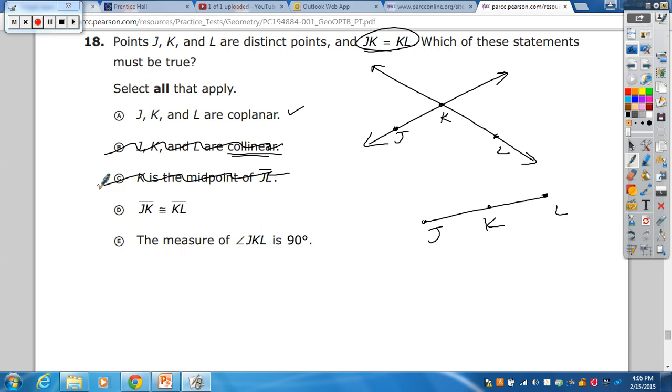Do we know that JK is congruent to KL? Yes, we do, because we know that JK equals KL. And the measure of angle JKL equals 90. We don't know that to be true. They could be collinear, which means the measurement would be 180.